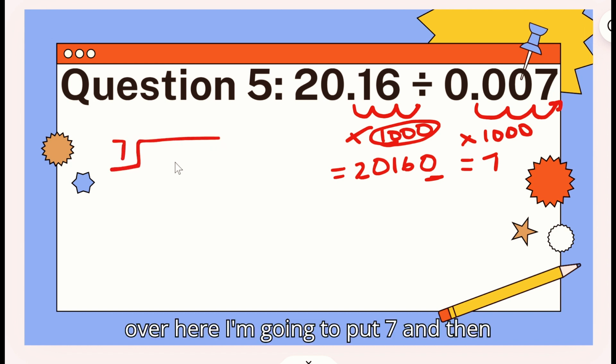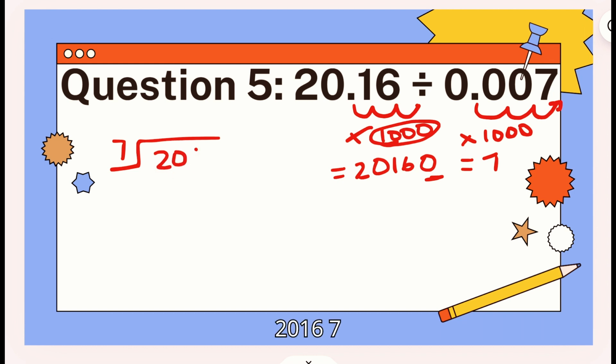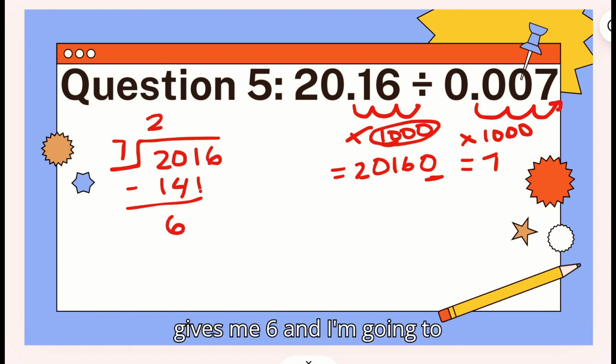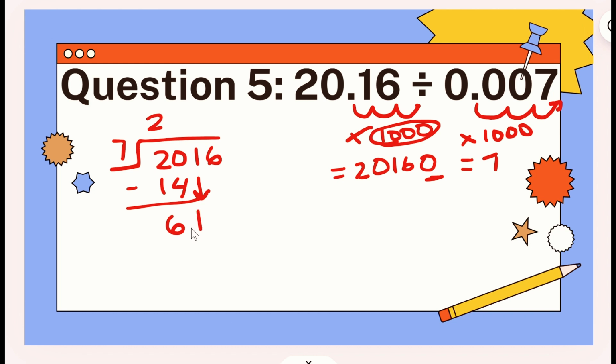So over here I'm going to put 7 and then 2016. 7 times 2 is 14. So 20 minus 14 gives me 6. Then I'm going to bring this 1 down. 7 times 8 is 56. So 61 minus 56 gives us 5.